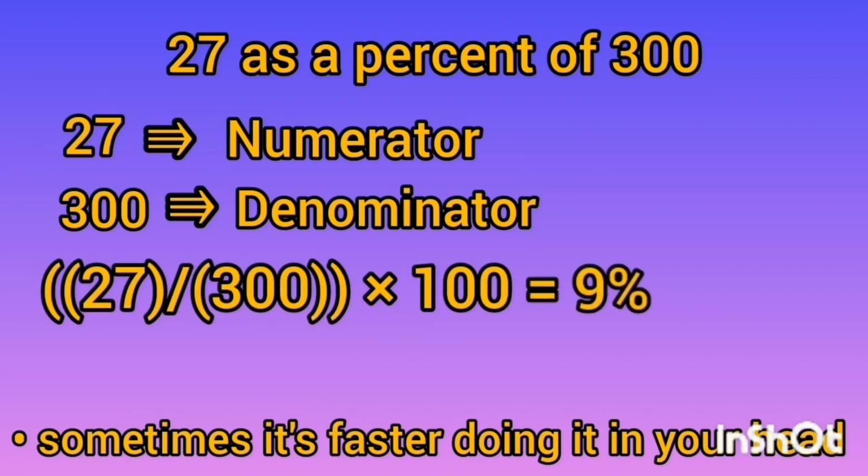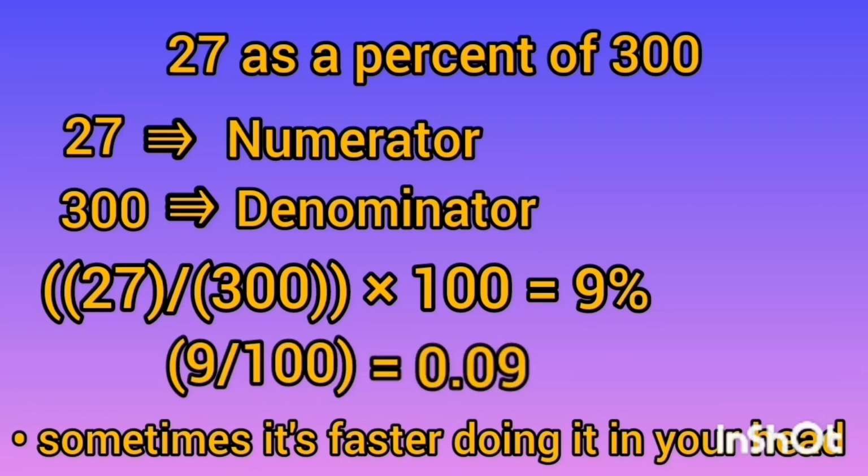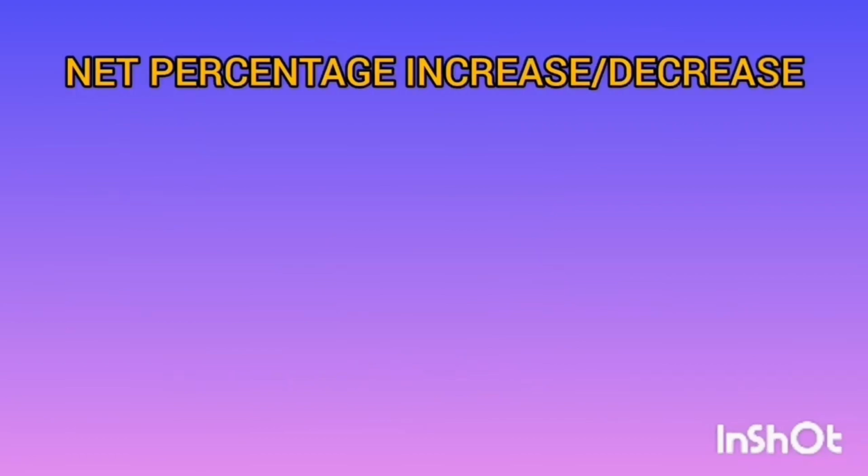Here again, we could be faster if we spot that 3 goes into both 27 and 300, which leaves us with 9 over 100. And this we know to be 0.09, which implies 9%. Let's move on to net percentage increase or decrease.